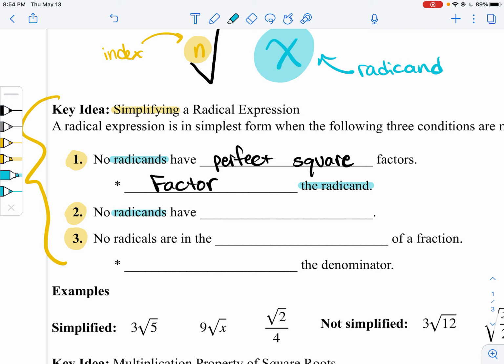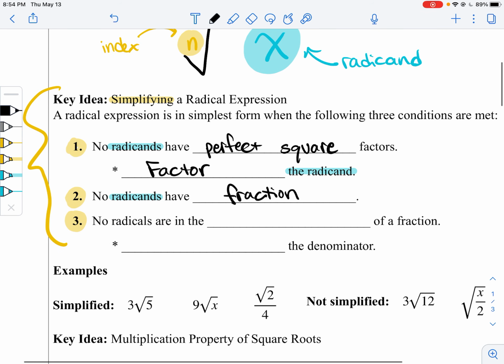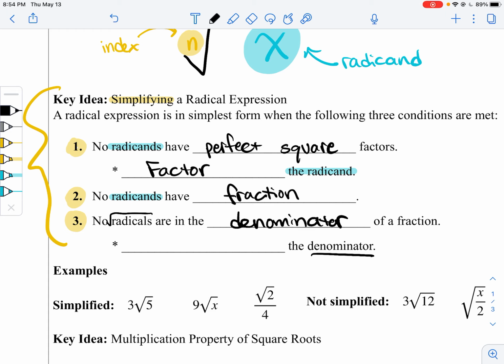Secondly, you can't have a fraction as your radicand. And finally, you don't have radicals in the denominator of a fraction. So in order to combat that, we do a process called rationalizing the denominator.